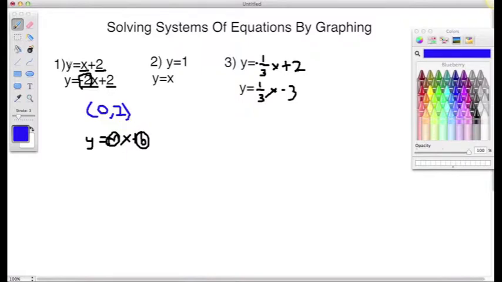We have 2 equals 0 plus 2. True. And then we have this one, 2 equals negative 2 times 0 plus 2. Negative 2 times 0 is, of course, 0. Plus 2 is 2, and 2 equals 2. That turns out to be true. So yes, (0, 2) is, in fact, the solution to this system.